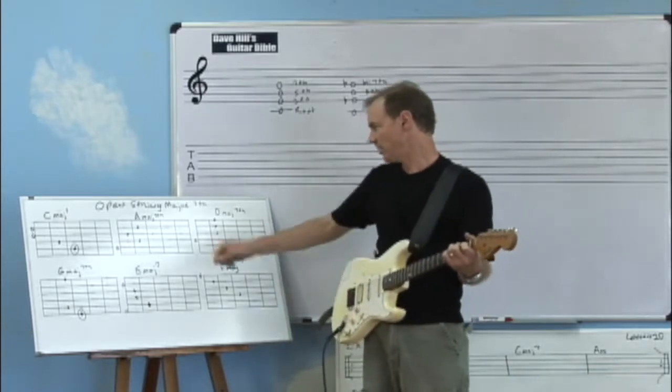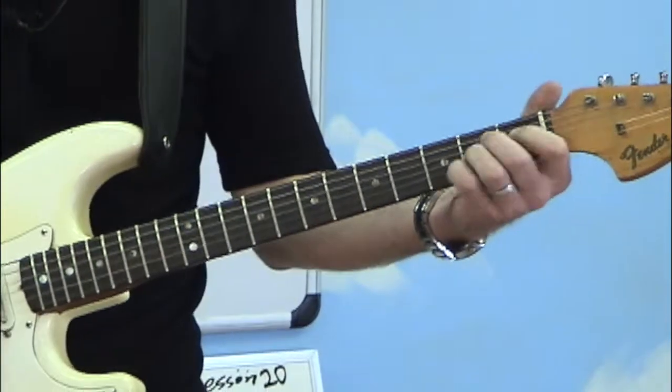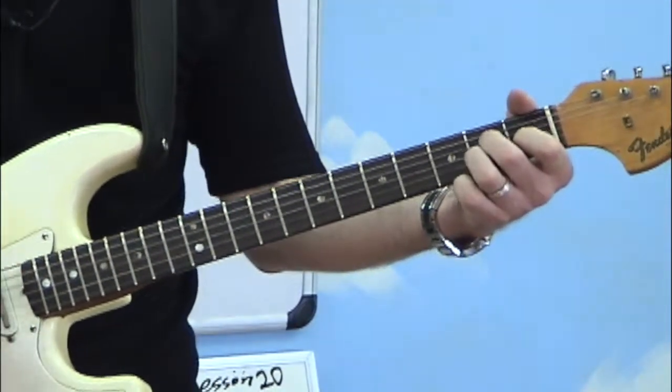Okay. And you might play A major 7 here, and E major 7. They kind of go together well because they're in the same key.